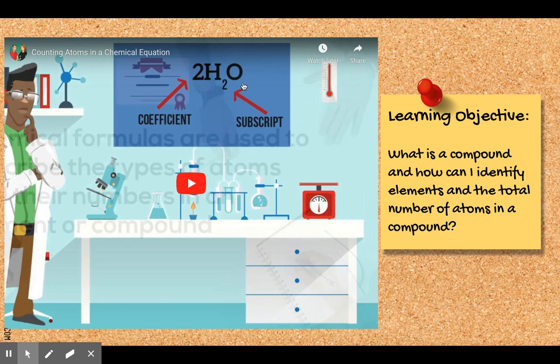If I do not have a number listed as a subscript behind my element, then it's assumed that there is only 1 atom of that element. So when I take away this 2 right here, I know it's difficult to block it out, but pretend you don't see it. All I have is H2O. That means I have 2 atoms of hydrogen and 1 atom of oxygen.